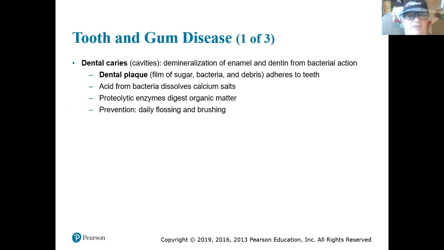But whatever. All right. Cavities, the real anatomy name is caries. They are places where the enamel has lost its minerals, and the dentin could too. This is caused by bacteria and the bacterial plaque. It's a film of sugar and bacteria that's sticking to the teeth. This will literally dissolve the calcium salts right out of the enamel and the dentin. There are proteolytic enzymes given off by the bacteria that will digest organic matter.